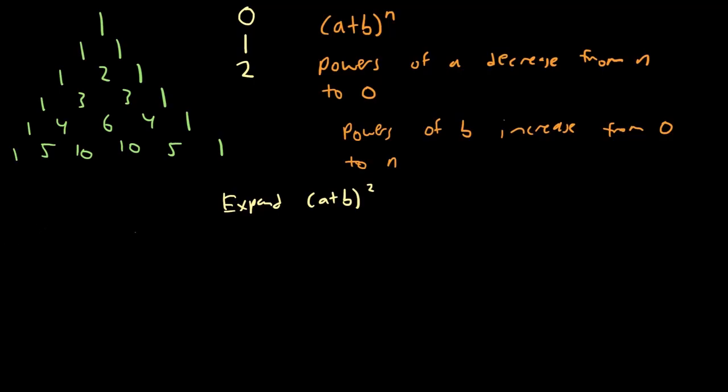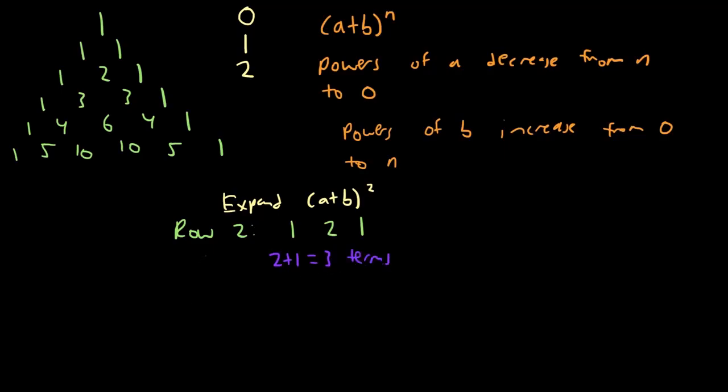So we're going to look at row 2, and the numbers are going to be 1, 2, and 1. So we know that there are going to be 3 terms because n plus 1 is the amount of terms that you have. So 2 plus 1 equals 3 terms when you expand.